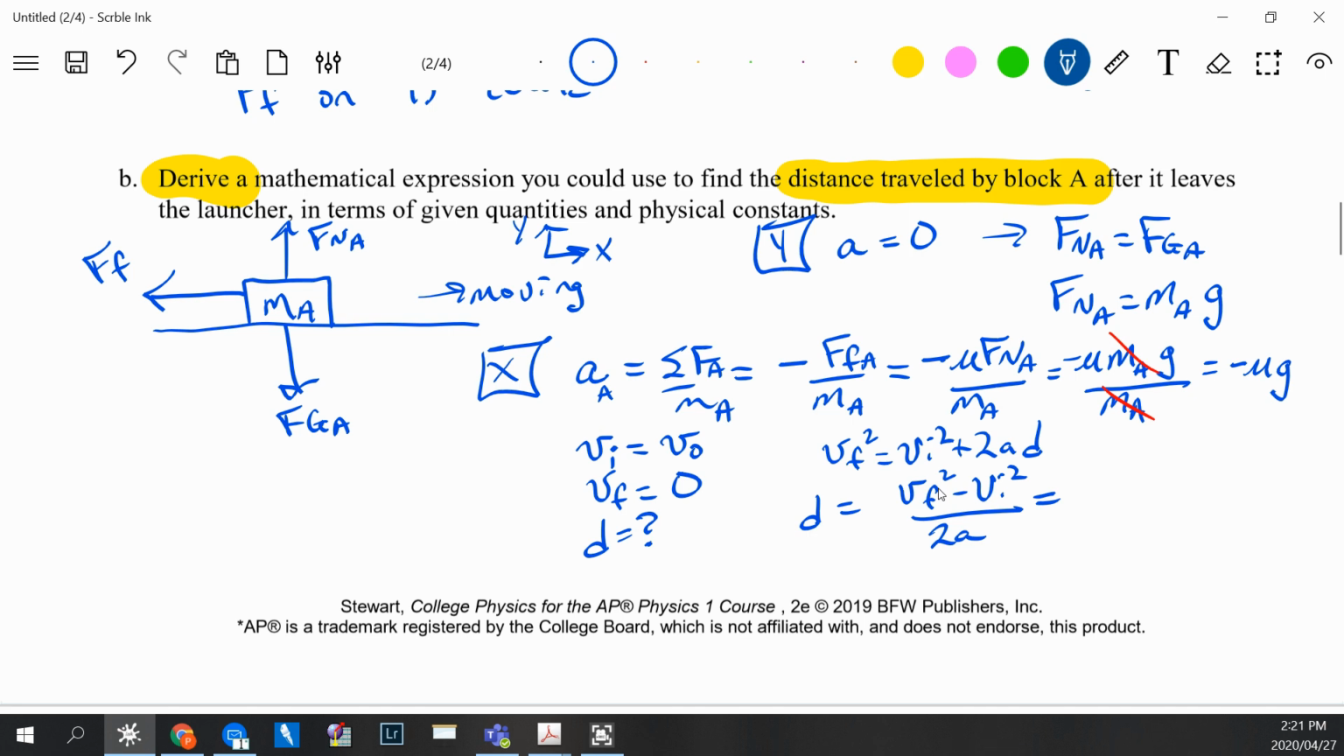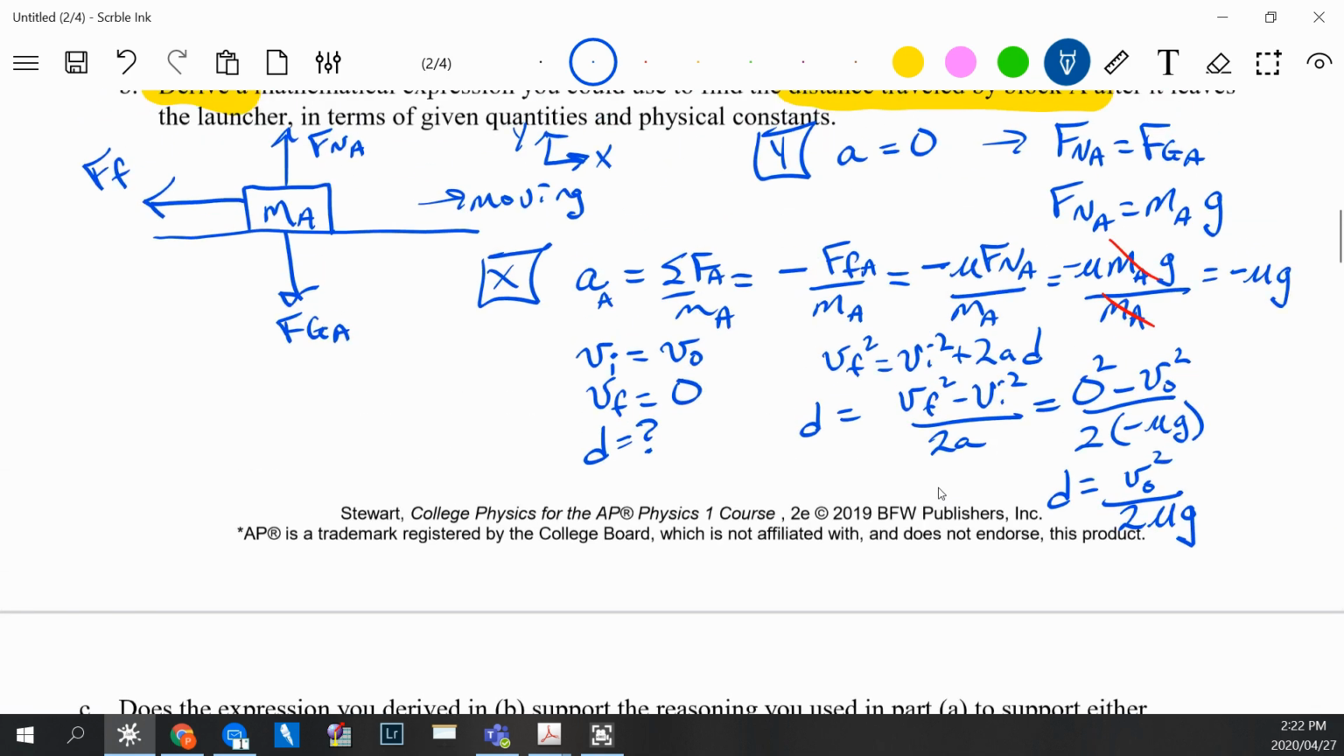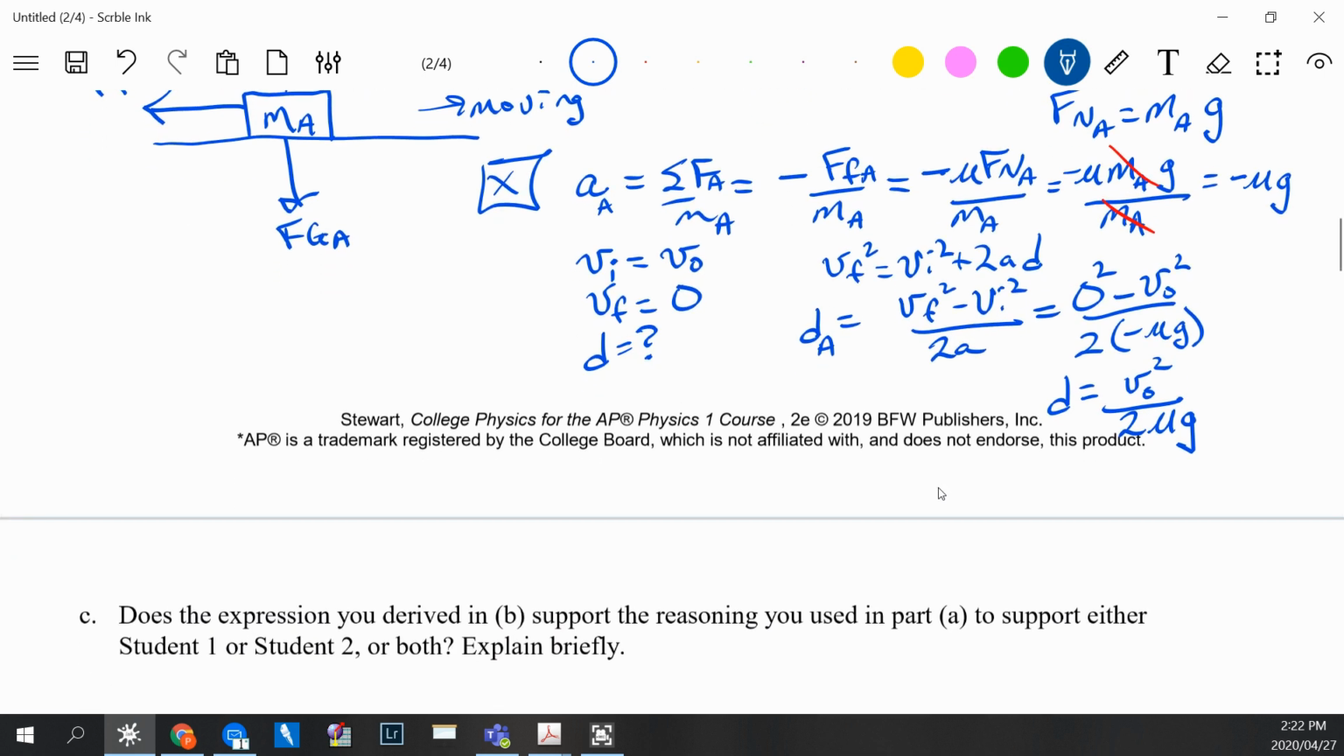But in this situation, the vf is known to be 0. So 0 squared, subtract v0 squared, all of which is over twice the acceleration. And the acceleration I know to be negative mu g. And this is going to simplify to d equal to, notice how negative numerator and denominator will drop out to become positive, so v0 squared over 2 mu g. All right, now I got a little bit sloppy on my subscripts here. Just to be very clear, this is the distance, magnitude of displacement, that A will move. So there we have dA.